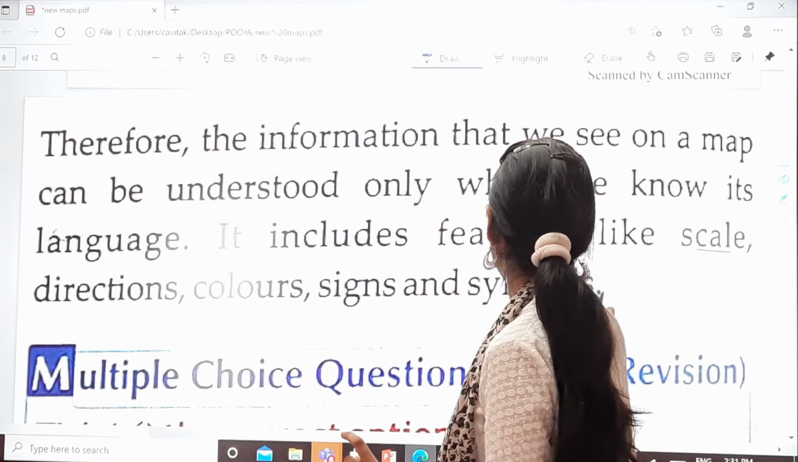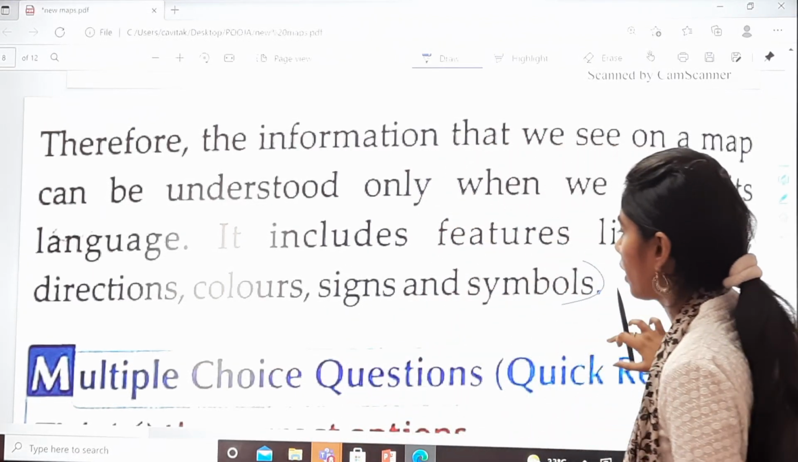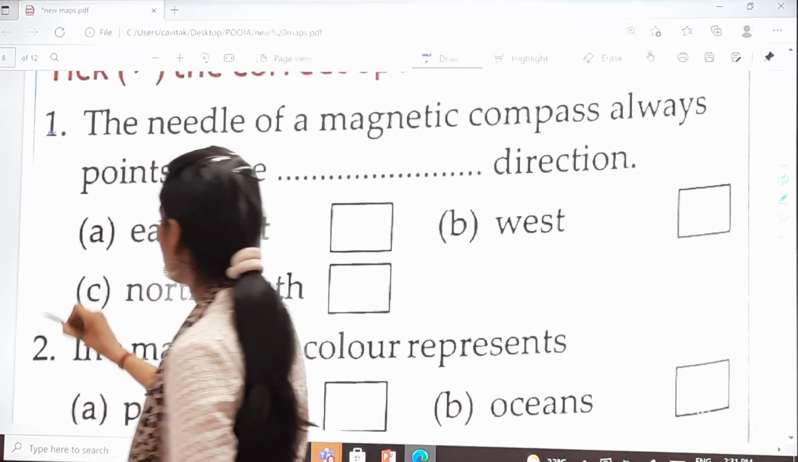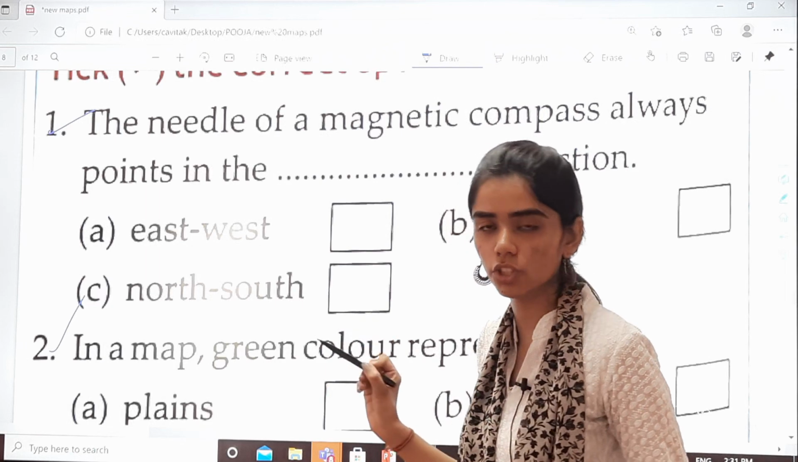So we'll stop over here and see, there are 2 MCQs over here. So do it on your own, beta. It is related to the topic.